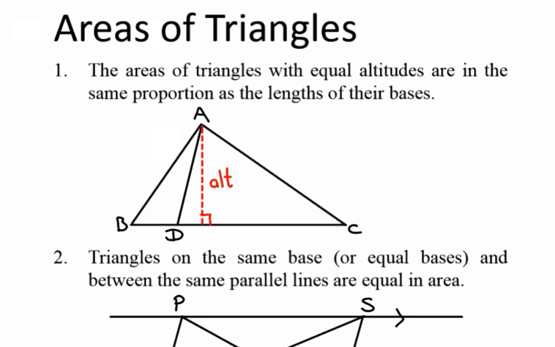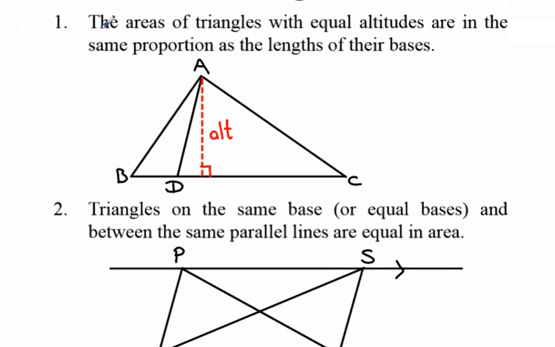Before we delve into the proportionality theorems, we're just going to look at some facts about areas of triangles. So the first fact we're looking at here is that the areas of triangles with equal altitudes, that means our perpendicular height from a vertex perpendicular to the base, are in the same proportion as the lengths of their bases. So what it means here, if I've got triangle ABD and triangle ADC, they've got the same altitude, that red line that I've drawn in there, means that the area of triangle ABD divided by the area of triangle ADC is exactly the same as BD divided by DC.